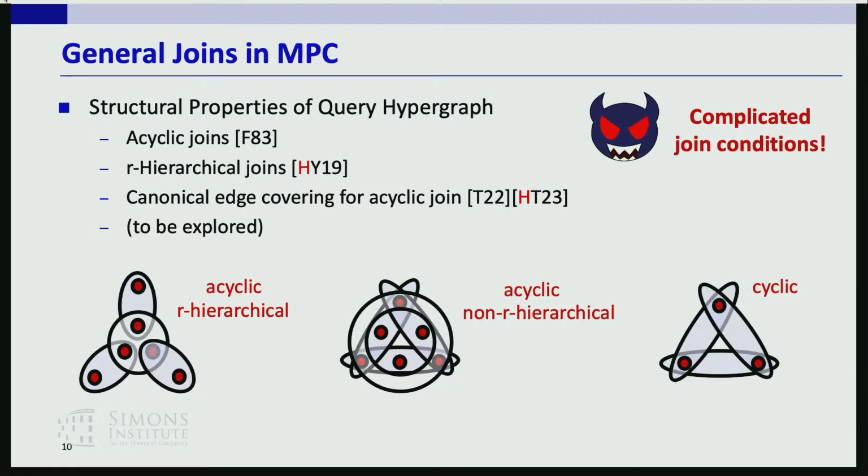When we move to general joins in the MPC model, we will meet the challenges brought by data skew and more complicated join conditions. A common approach in the literature is to investigate the structure property of the pattern, the query hypergraph. For example, the acyclicity or hierarchy or canonical edge covering.